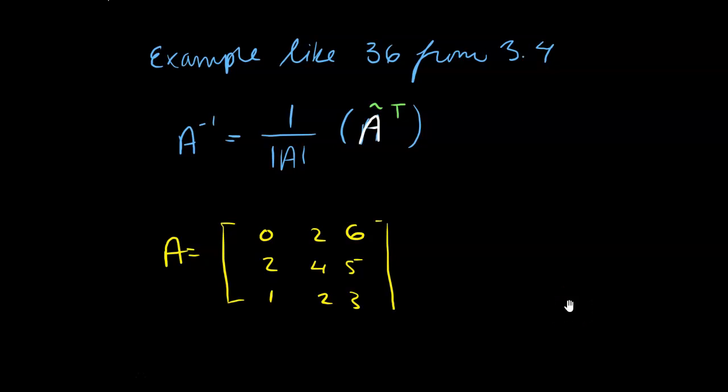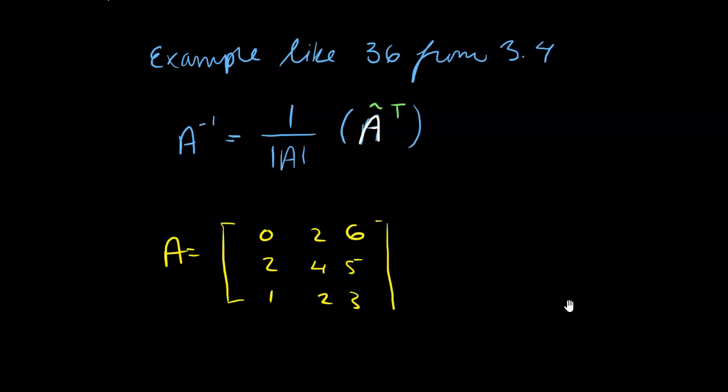Why, hello. So what I'm going to talk about now is an example that helps with number 36 from section 3.4. In this section, we were finding determinants, and in 3.3, we were finding inverses. So what this example problem is meant to do is help us to get a formula for finding determinants, which doesn't require the row reduction.